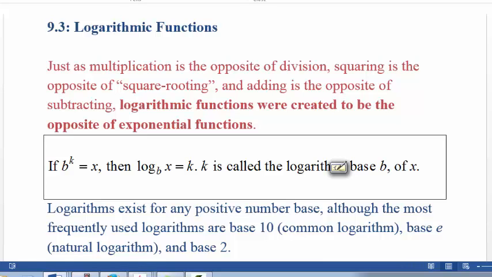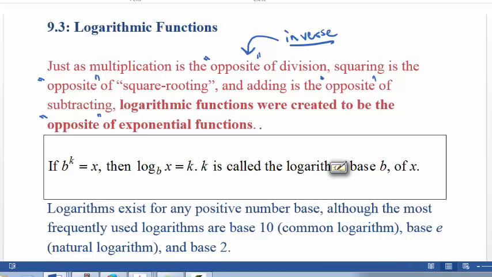All right. So what I say at the top here is just as multiplication is the opposite, and really that word opposite should be in quotations. It's not really a true opposite. Squaring is the opposite of square rooting, right? And adding is the opposite of subtracting. Logarithmic functions were created to be the opposite of exponential functions. And really, the mathematical term for this is the inverse, right? So multiplication is the inverse operation of division.